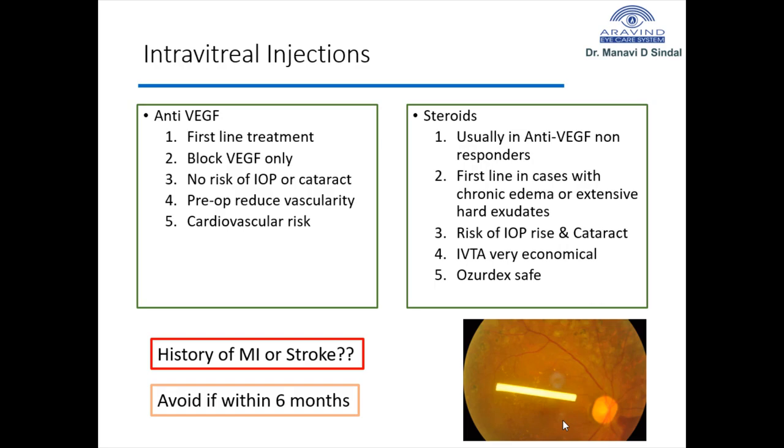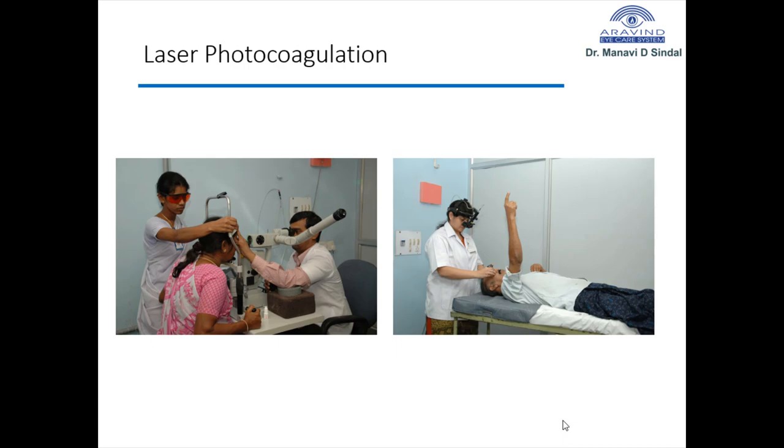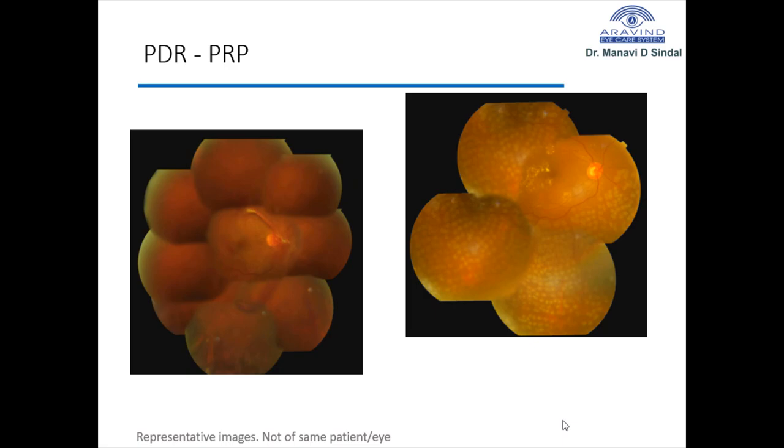So for non-central involving, as I said, we do lasers to the macular area, to the microaneurysms and area of thickening. And the other main use of laser photocoagulation is when you have proliferative disease, that is new blood vessels forming in the eye, we perform what is called pan-retinal photocoagulation, that is we do laser to the entire peripheral part of the retina, just sparing the area within the arcades and around the disc.